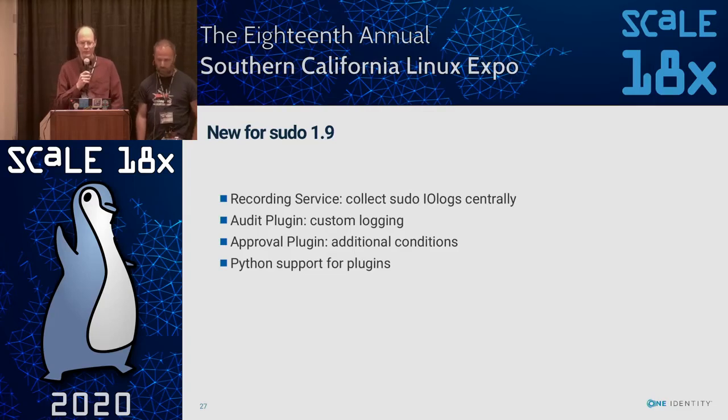So now to the 1.9 bits. The major changes in 1.9 are a recording service to collect the IO logs centrally. Previously, the session logs were all stored locally because there wasn't a great way to distribute those. And there are two additional plugin types, an audit plugin for custom logging, and an approval plugin, which adds additional constraints on the policy. And then Python support for all the different plugins, which probably makes some people happy.